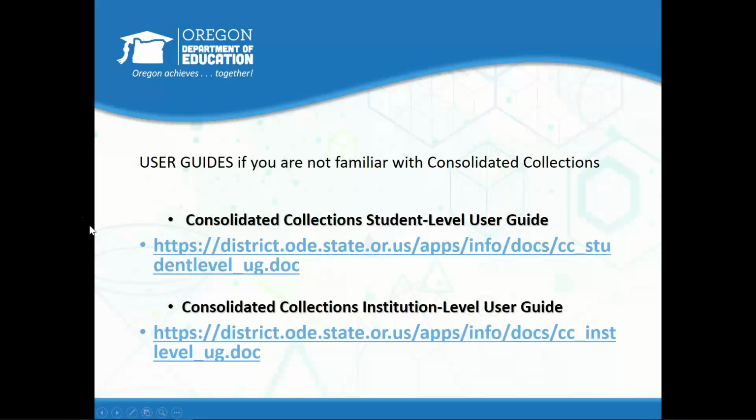So before we get started, a couple links that you should have access to are these district website links, and this is the Consolidated Collection student level user guide, as well as the institution level user guide. Those are good references or resources for looking up specific issues that you may have. Really with the estimate of membership and revenue, it's pretty straightforward. So you really won't have to reference those, I don't think, with this particular data collection.